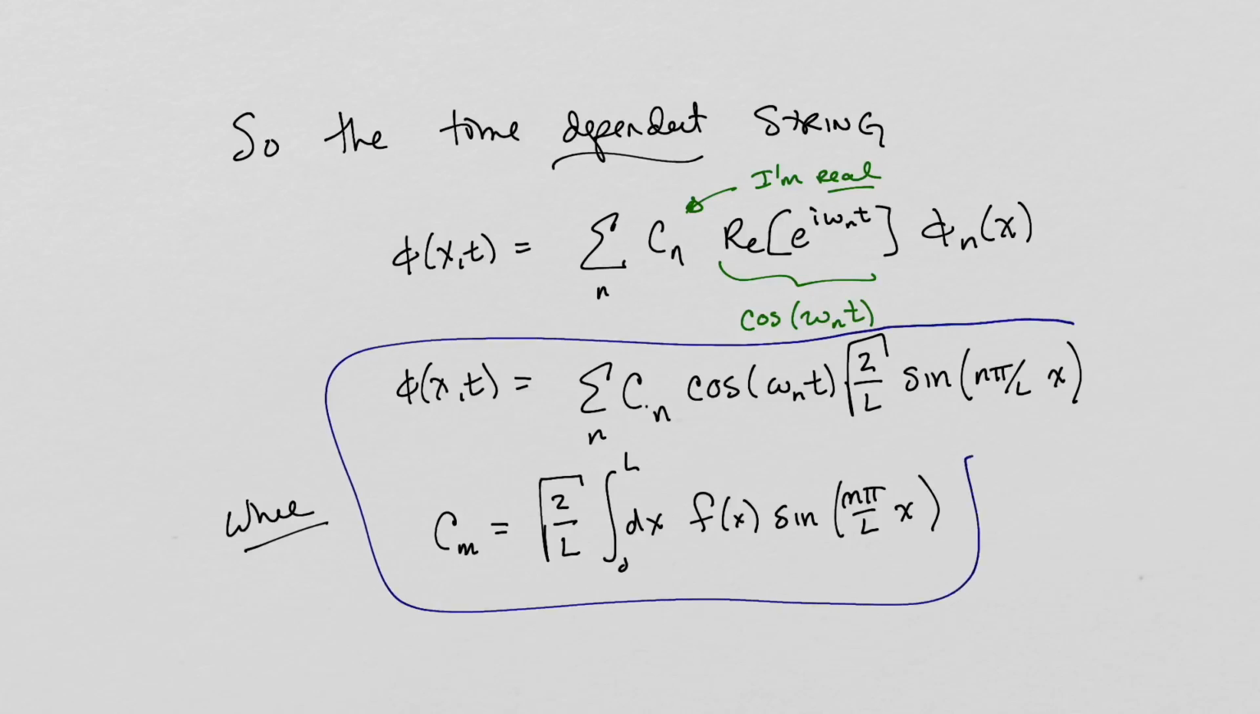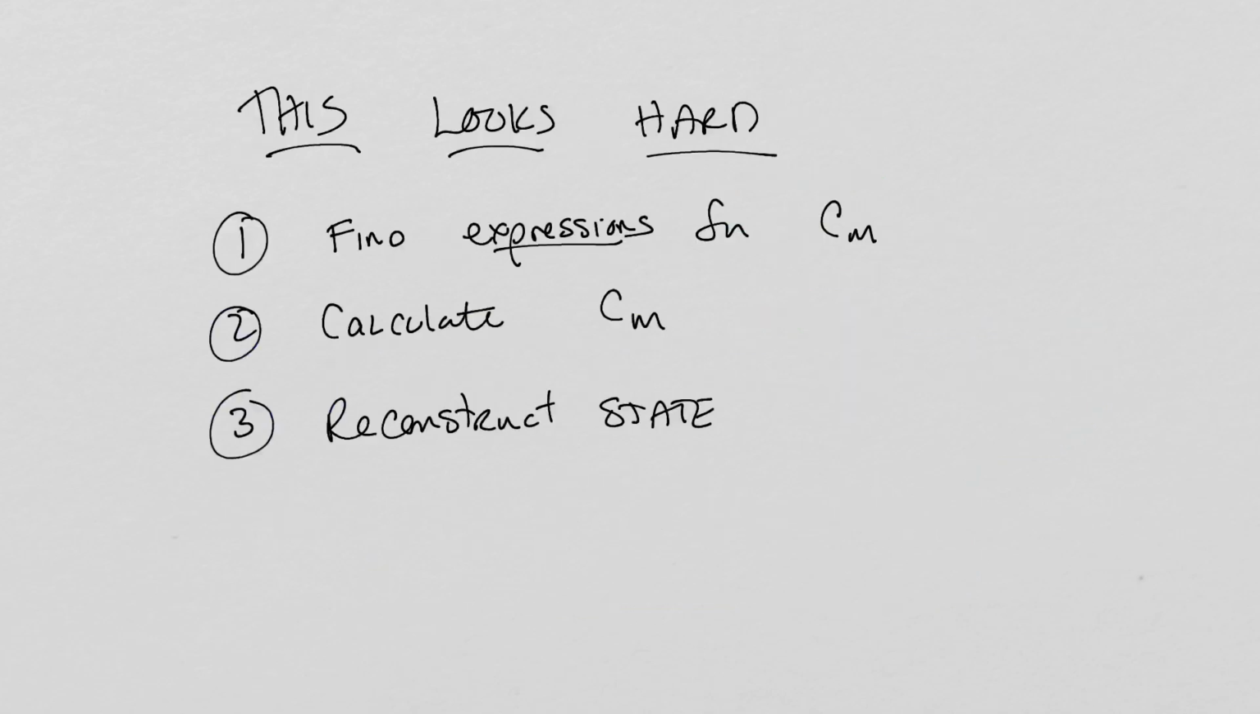So I can expand that out a little bit, and I get the full answer to the Fourier series as we've developed it here: I can reconstruct the state as a sum over all of these n's, and then I can calculate the c sub m's like this. Okay. Now that is exhausting, but here are the steps. It looks hard, but it's really not so bad.